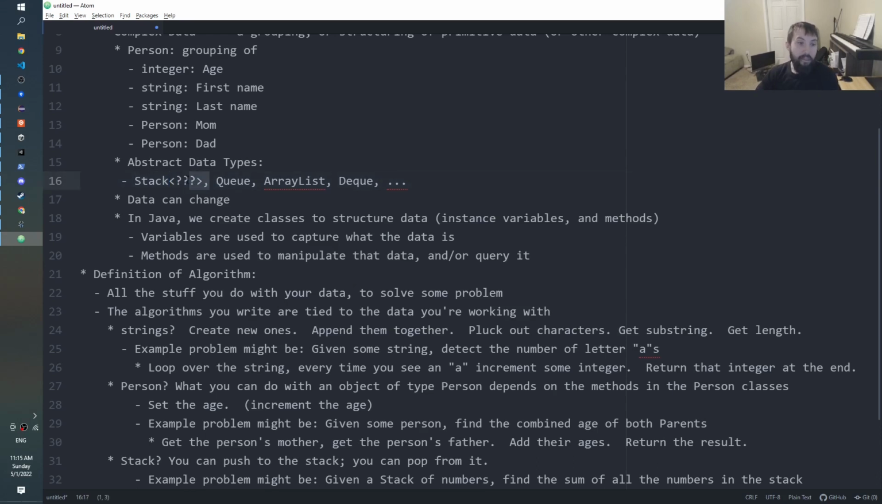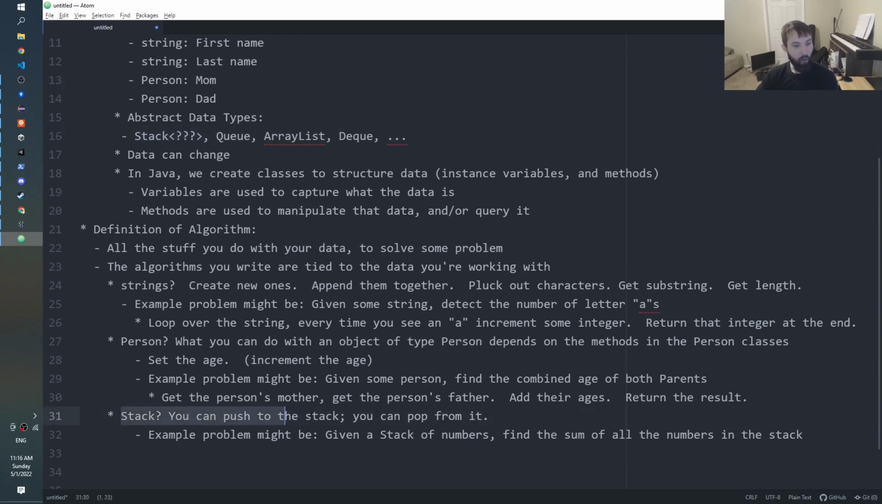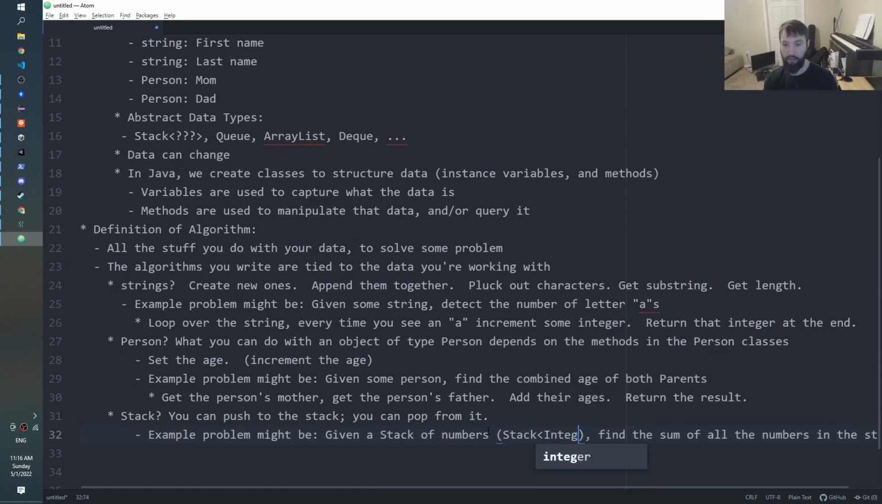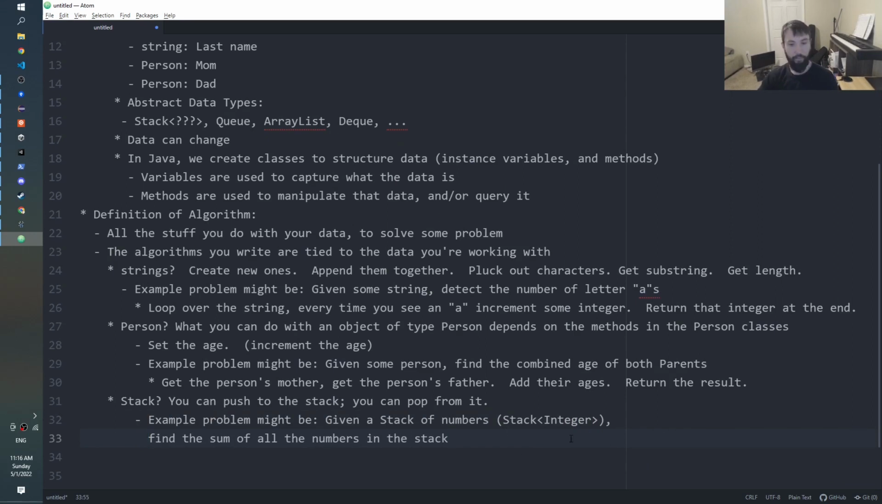And in Java, what that means is that it's a stack of something, right? It could be a stack of integers. And so here, in this example problem, I'm saying given a stack of numbers. So in Java, that might be something like stack of integer. Find the sum of all the numbers in the stack. And that doesn't change this fact. I can still push and pop from it. It just constrains it. It means I can only push, in this case, integers, or I can only pop integers off of the stack. So these abstract data types are structures of other things.